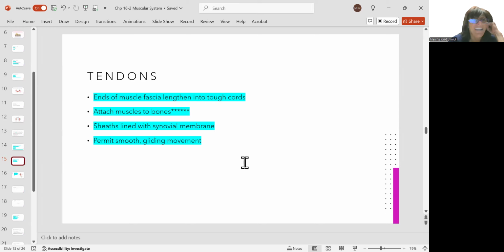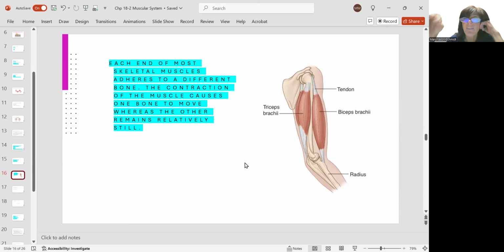It allows for gliding movement of the muscles and the bones. There's a nice picture, the next slide. Each end of most of your skeletal muscle adheres to a different bone, right? And the contraction of the muscle makes the bone move. Like I said, if I want to stand up, my brain sends the message and I stand up.